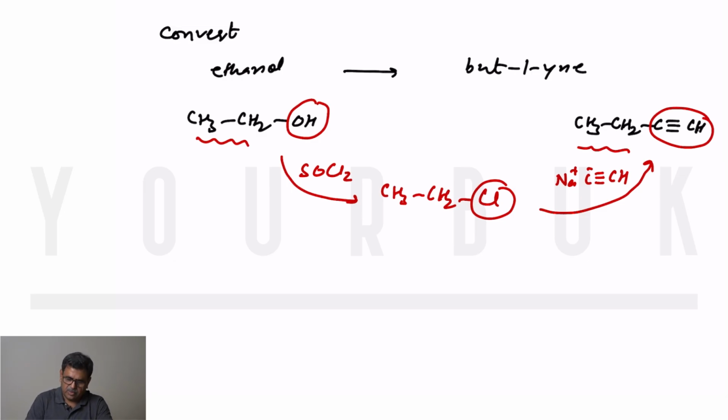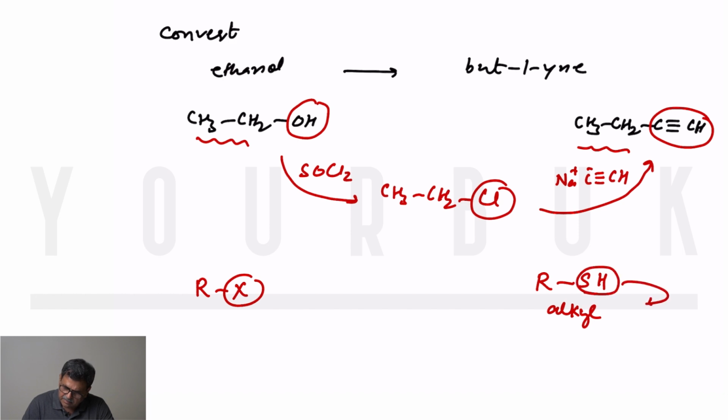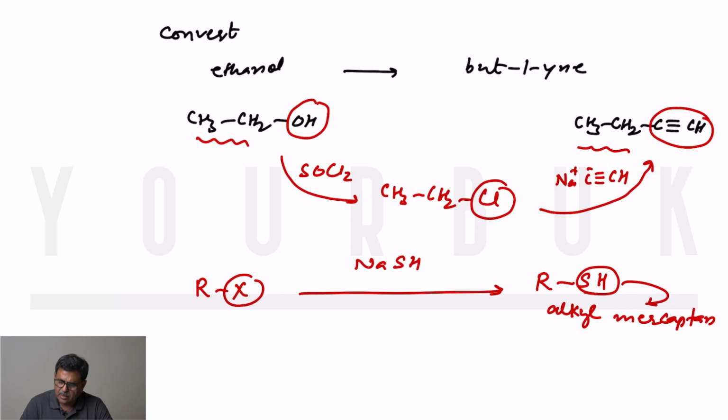Now some more nucleophilic substitution. Like this is a haloalkane, and my aim is to convert this into RSH. R stands for alkyl, and this group is called a mercaptan. So I can again use the sodium compound of SH. This is called sodium hydrogen sulfide.